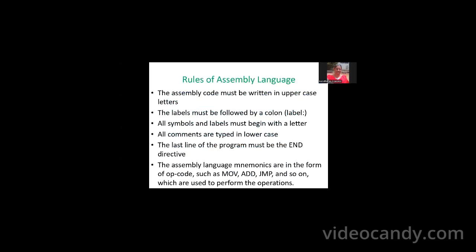Now, what are the rules of assembly language? The assembly code must be written in uppercase letters only. Then the labels must be followed by a colon. All symbols and labels must begin with a letter, and all comments are typed in lowercase. The last line of the program must be the END directive.